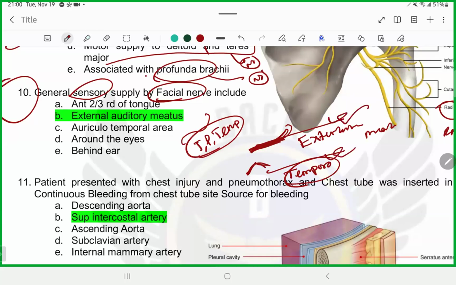If you get a question on general sensory supply of facial nerve, you will get two choices. Either they will ask, where is it? It's in external auditory meatus. Or where is it? It's above temporomandibular joint.